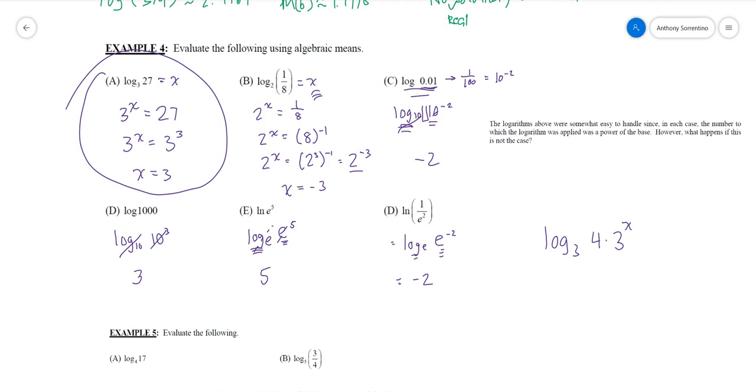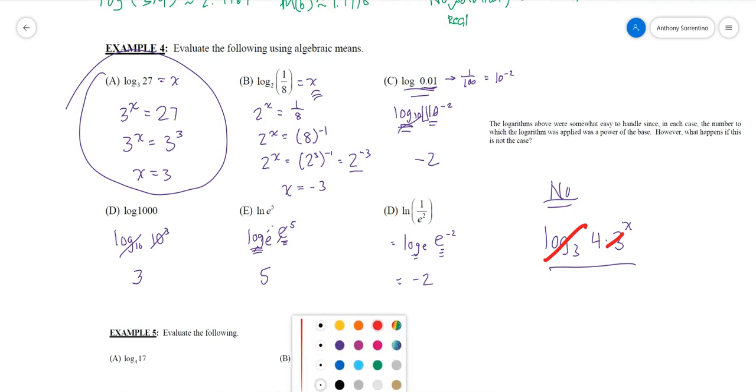So for this one, you just can't say cancel, cancel. It's going to be 4 to the x power, whatever you want to call it. It's not going to be that. So just keep that in mind. It has to be a situation where there's nothing in between the log base and the exponential base, and then you're able to do that.